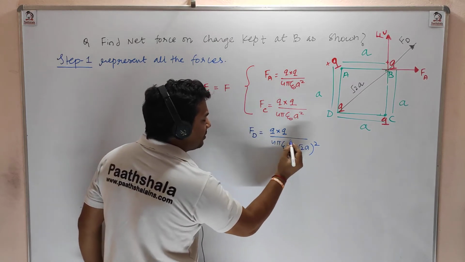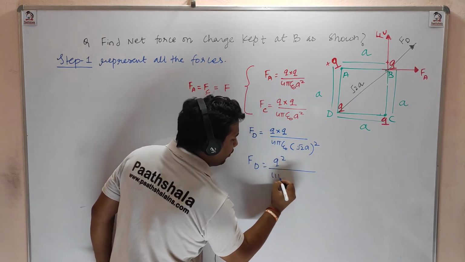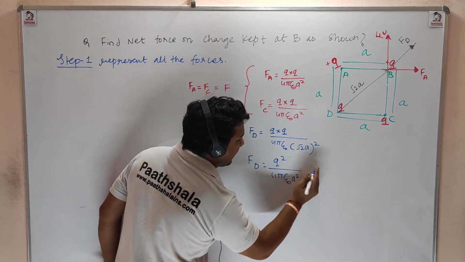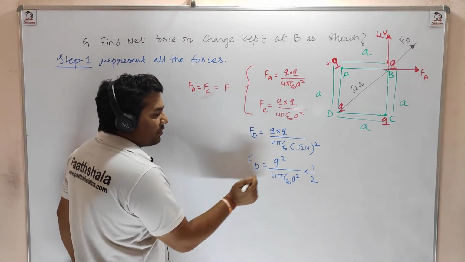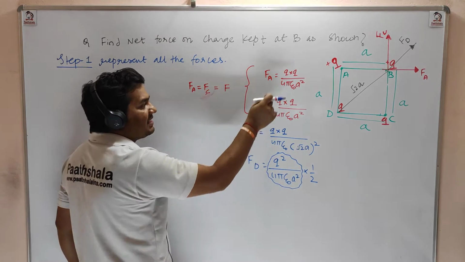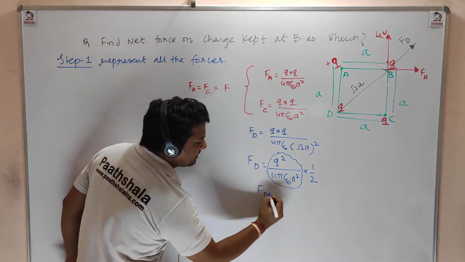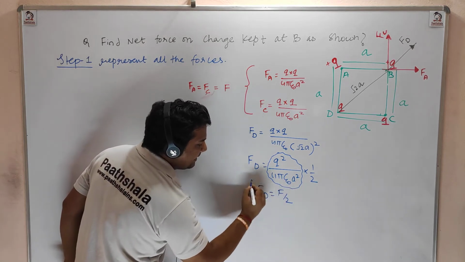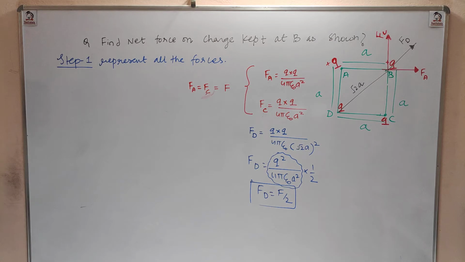So the result will look like this. Fd is equal to Q square over 4 pi epsilon naught a square, and an extra 1 by 2 because of the square of root 2. If this thing has value F, we assume this as F. So what is Fd? Fd must be F by 2. If you have any doubt till this point, please raise your hand.